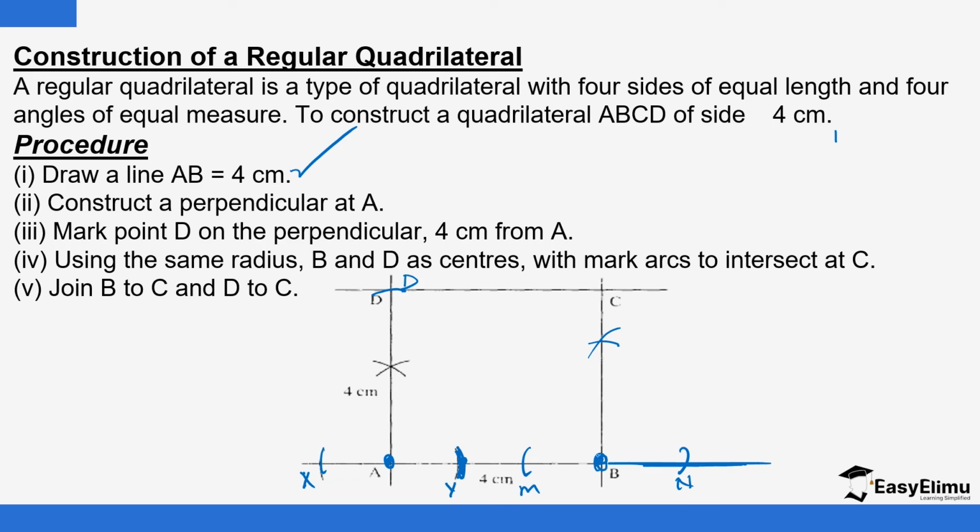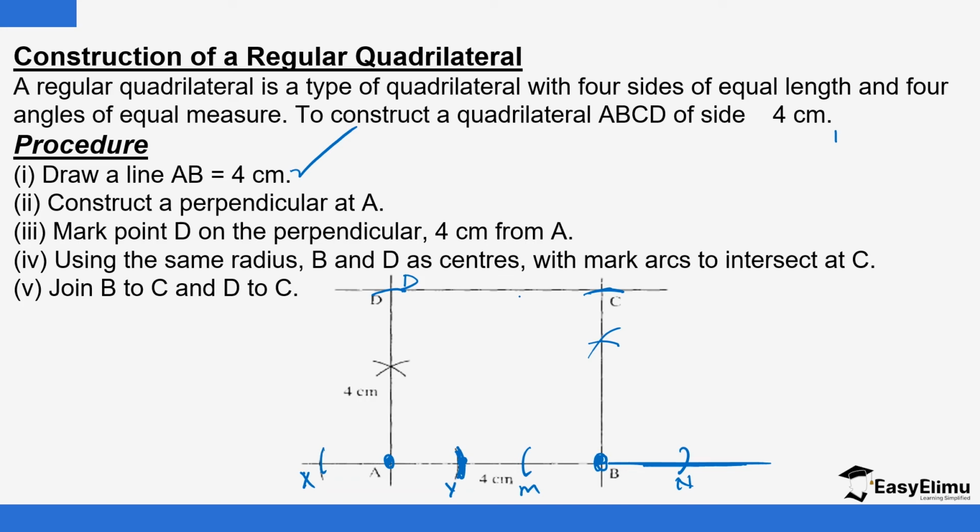Now using B as the center and a radius of 4 centimeters, because we are drawing a regular quadrilateral of side 4 centimeters. So you make an arc up there. So you have located C and you have located D.